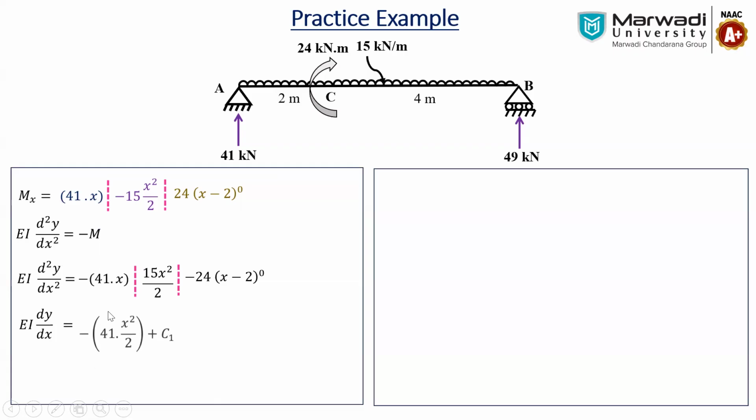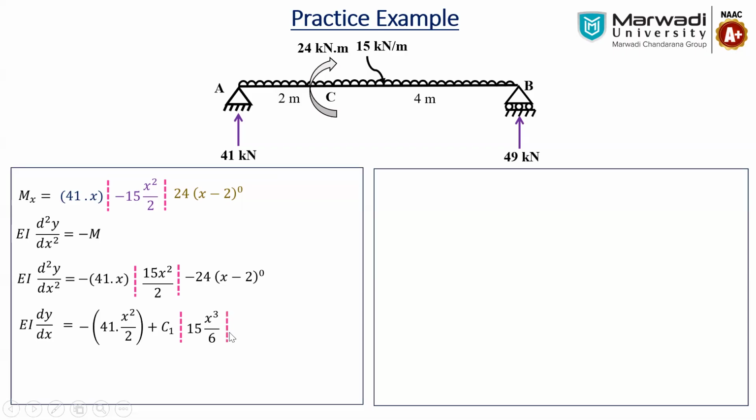So here the equation will become minus 41 x square by 2 plus C1. Then there is a section 15 by 2. The integration of x square will become x cube by 6, so the denominator will become 15 x cube by 6. There is a 2 and there is an integration 3 that will be multiplied, so 2 into 3 is 6.